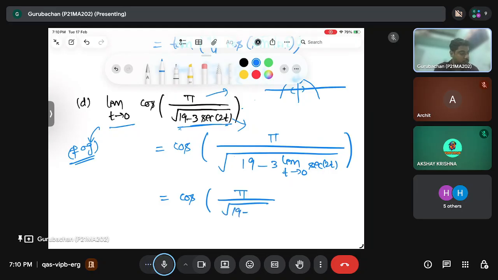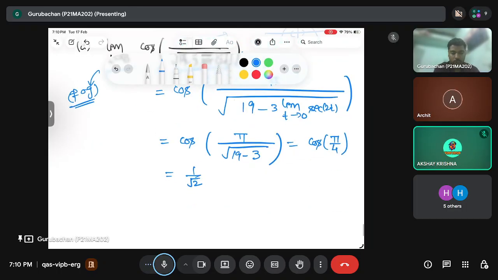Tell me. One, sir. Yes, 1. So this will be cos of pi by 4. What is cos of pi by 4? 1 by root 2. Good.